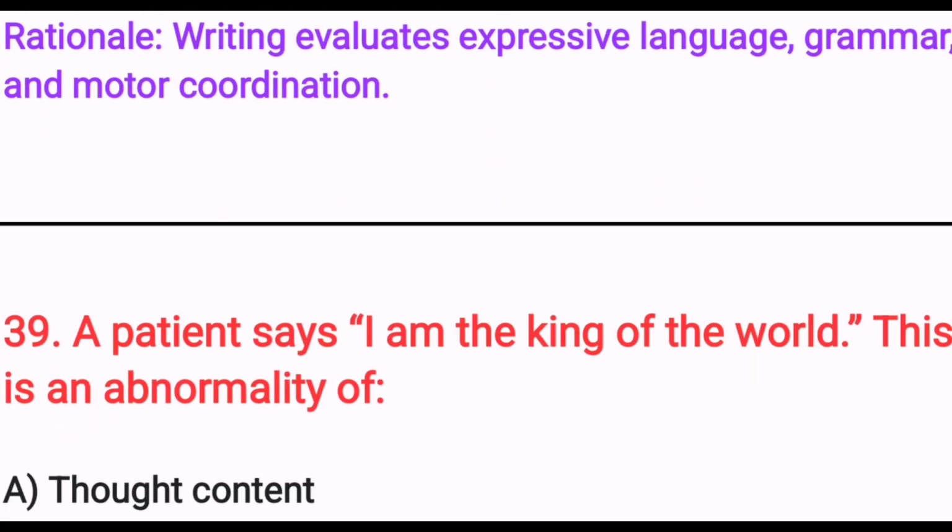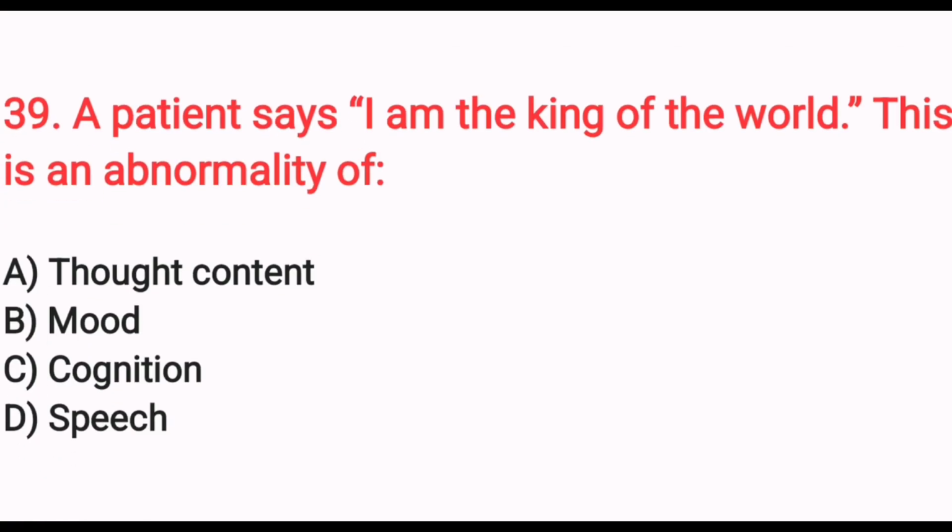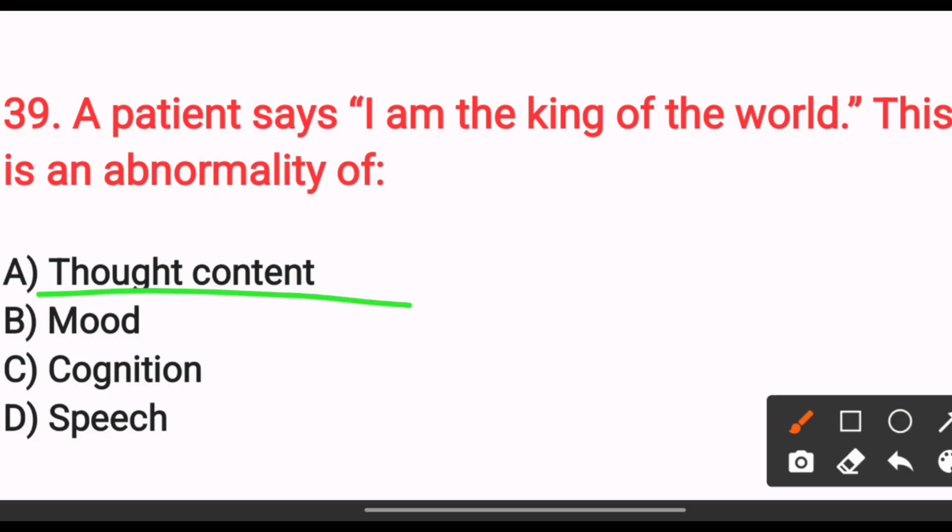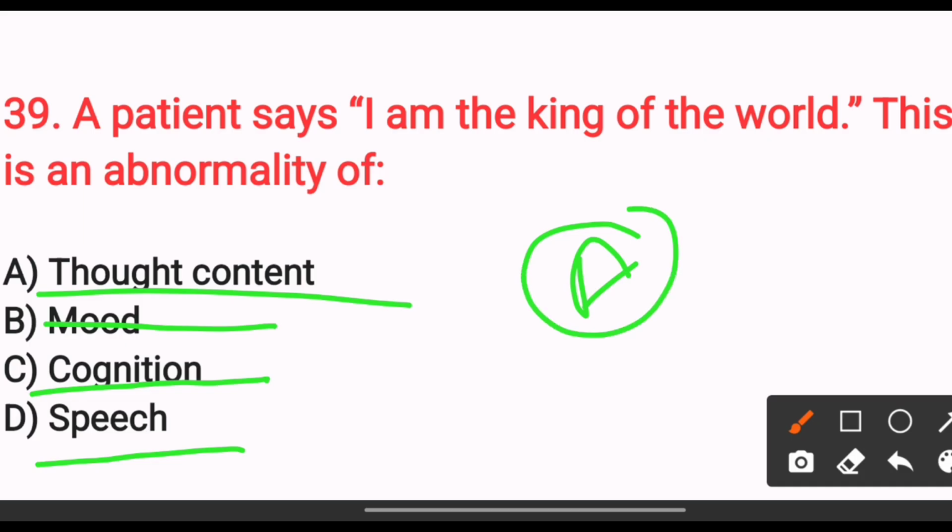Next, a patient says, "I am the king of the world." This is an abnormality of option A, thought content. Option B, mood. Option C, cognition. Option D, speech. The answer is option A, thought content, because grandiose delusions reflect abnormal beliefs within the thought content. When they think like that, sometimes they think that they are God, or that they are Salman Khan or Shah Rukh Khan.